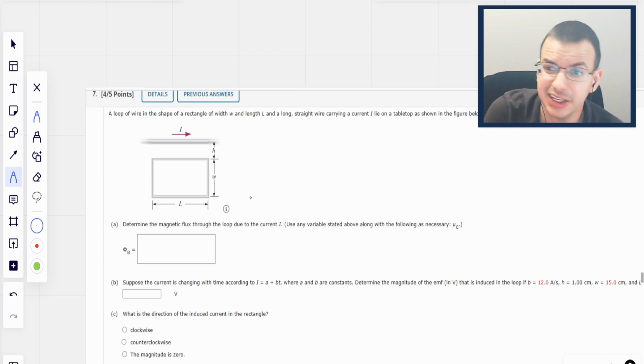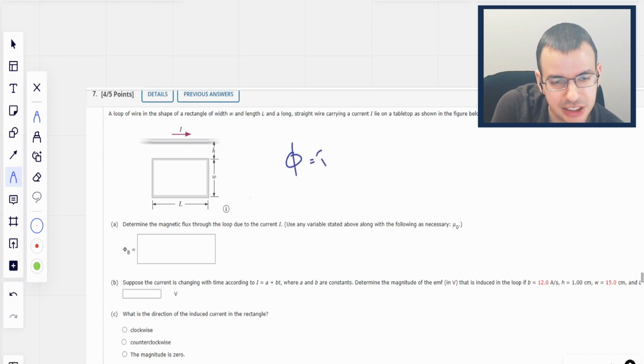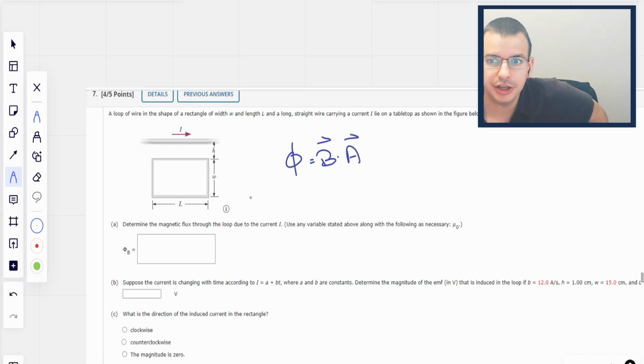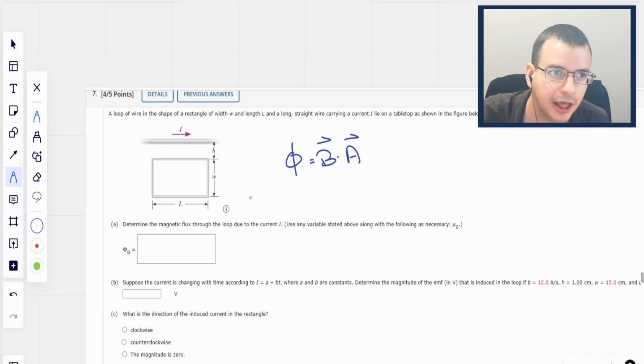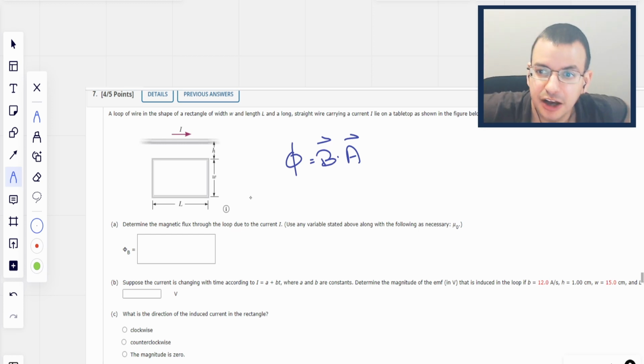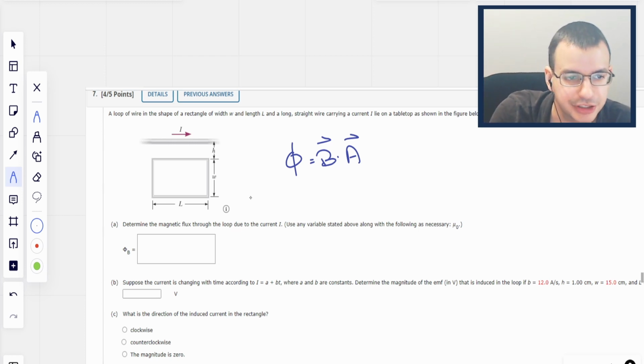Okay, so the concept here, let's start with writing what flux is. Flux is B dot A. It's a dot product between the magnetic field and the area vector. The area vector is the normal vector with a magnitude that relates to the size of the area, and the direction is going to be normal to the surface, normal to the plane.